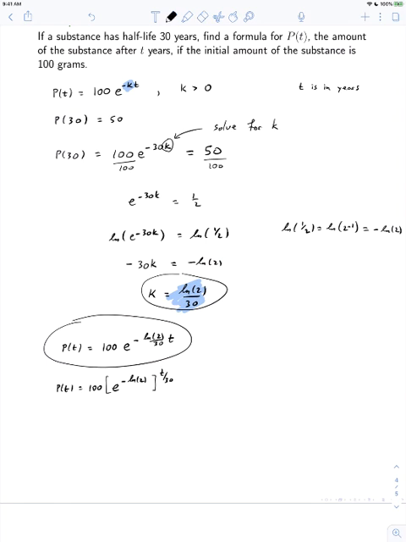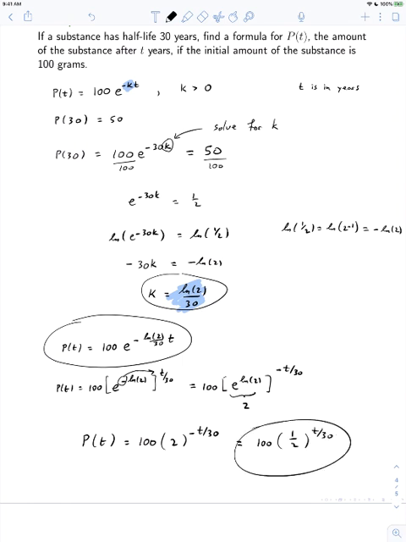Now I can also take this minus sign out. So we're going to have 100 times e to the ln of 2 to the minus t over 30. E to the ln of 2 is 2. So that tells me that P of t is equal to 100 times 2 to the minus t over 30. Or if you prefer, you could write this as 100 times 1/2 to the t over 30.